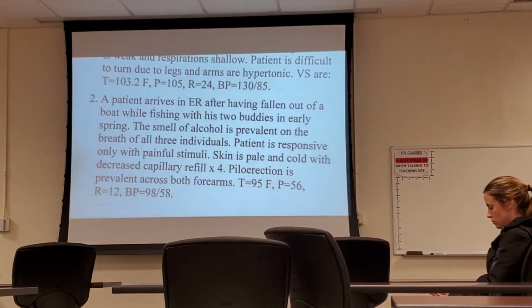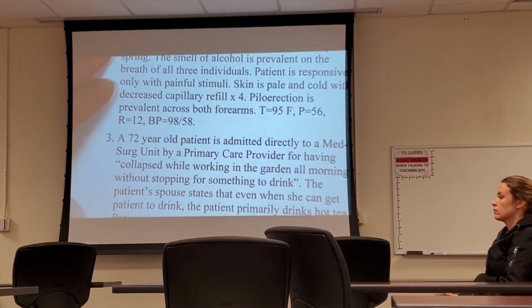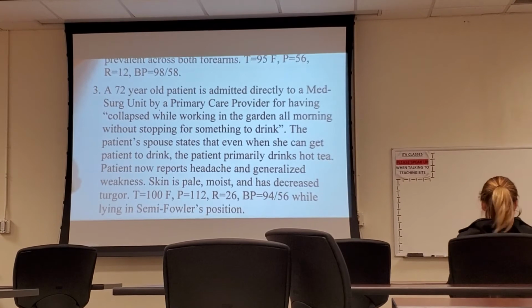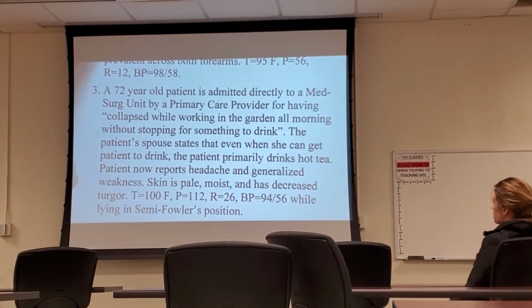All right, let's do another one. Let's read number 3 there. Do the same thing. Create your list, circle your abnormals.